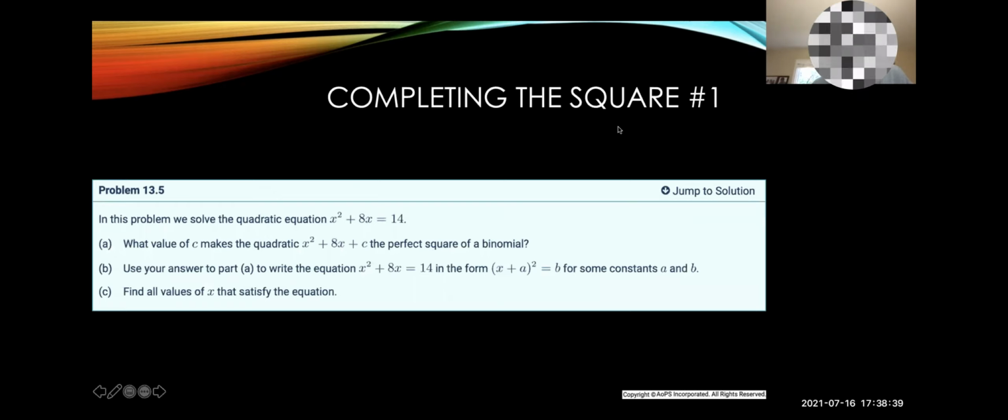So here's a problem specifically with completing the square, and I want you to try doing it with that method. I'll give you 6 or 7 minutes to try to do this problem.